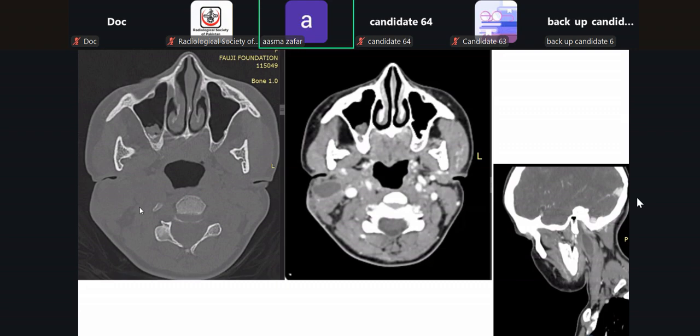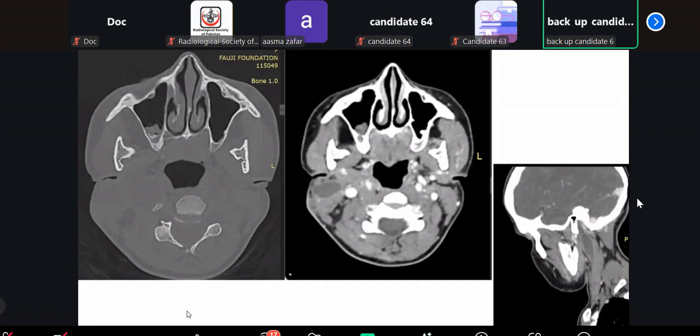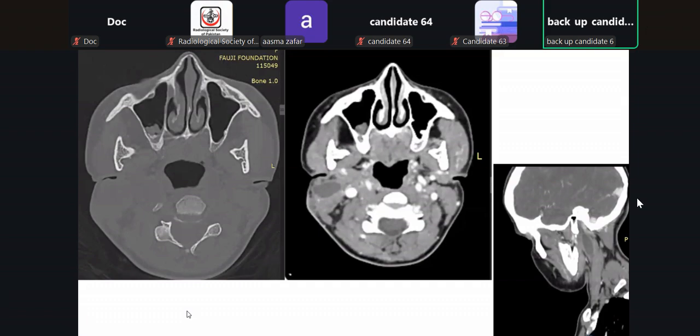There's a bone window as well. On the soft tissue window, we have found the cause of her fever. Yes, madam. There is a bony calcific density noted in the right paravertebral region, but I can't fit it in the frame.